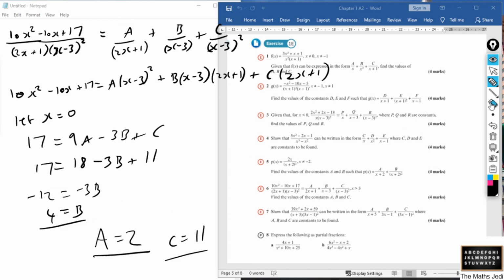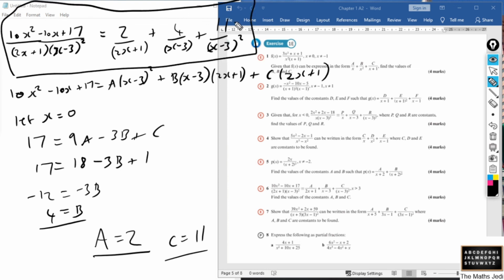So those are all the 3 values that you need. As before, you would need to write them in to get a full answer. So you'd have 2 here because a was 2, b is 4, c is 11. That's how your answer would look. Hope you can see the 11 part. It's a little bit hidden away. But that's how your answer would look.